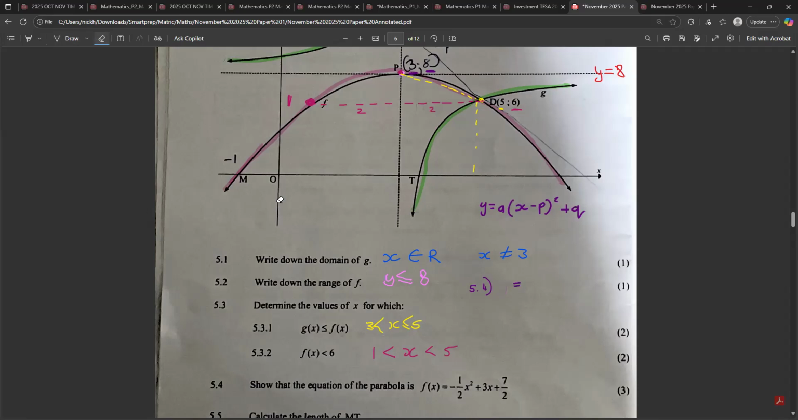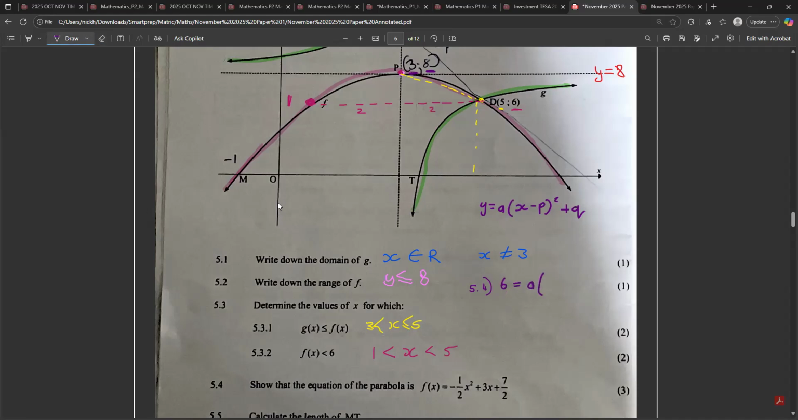So our y value that we're going to substitute is a point on the graph, which is 6. Our a is what we want to try and figure out. Our x value is 5. Our turning point is 3 for the x, and q is 8. And so we get 6 equals a times 5 minus 3, which is 2. 2 squared is 4. And so we get 4a plus 8, going to the other side. I'm just going to make that 6 minus 8, so I can divide by 4 here, and I'm going to get a is equal to negative a half, which is what we want there.